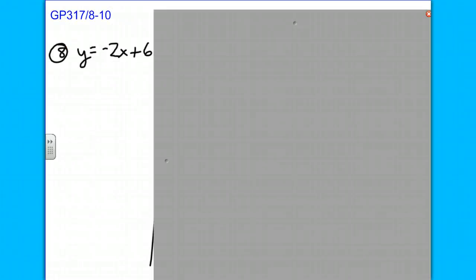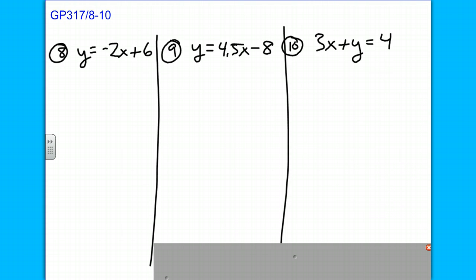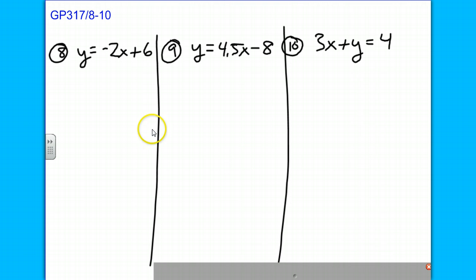Okay, let's try this. Find 3 solutions. This is from the GP on page 317. So isolate y if you need to. If you don't need to, in number 8 and 9 you don't need to. Just find 3 solutions.